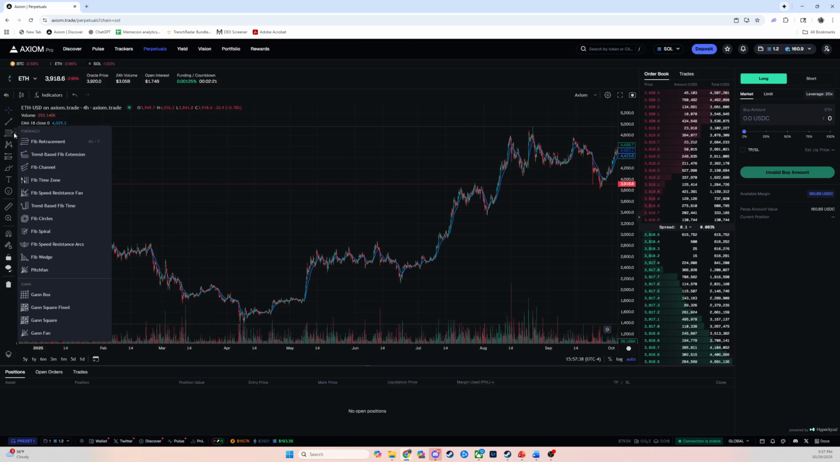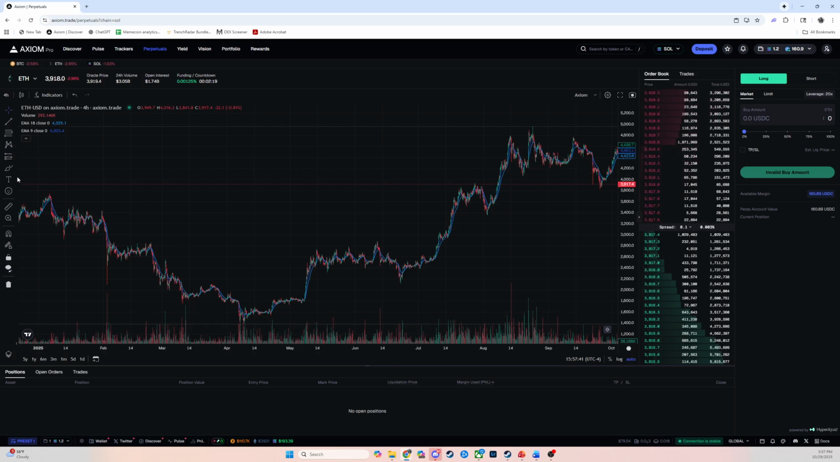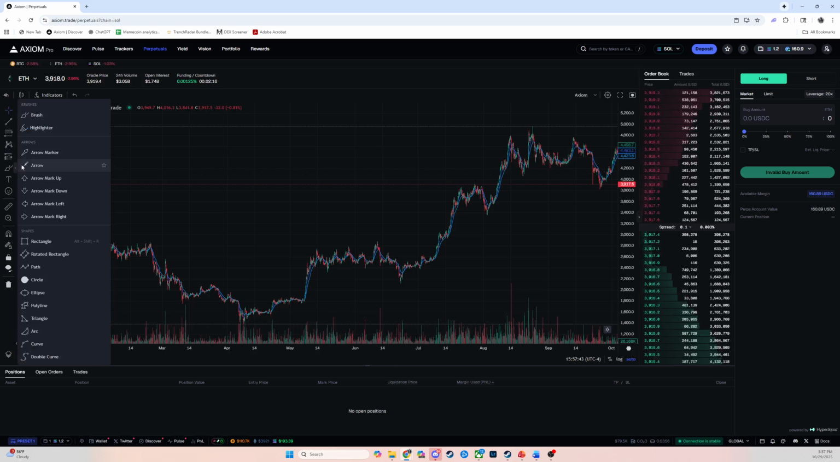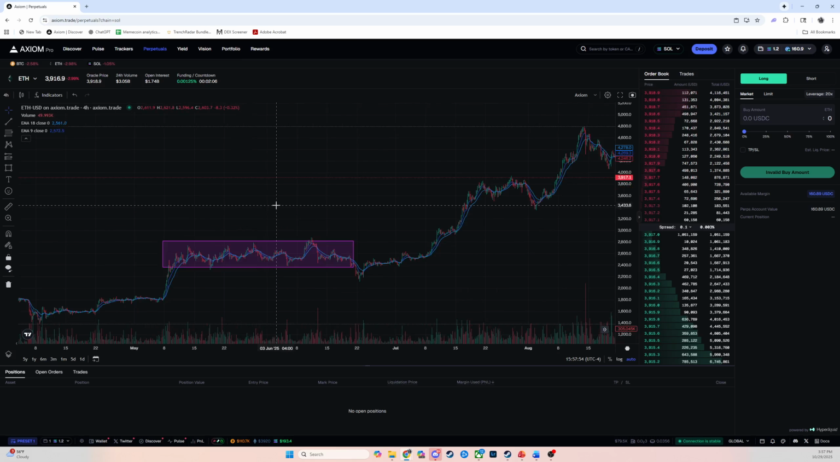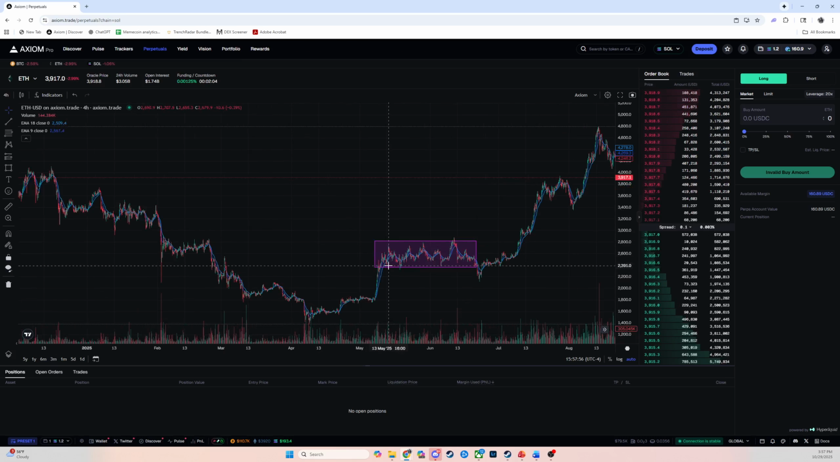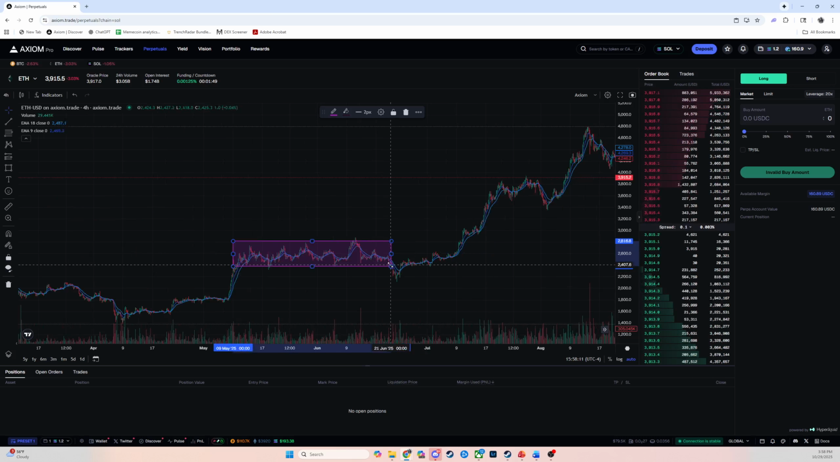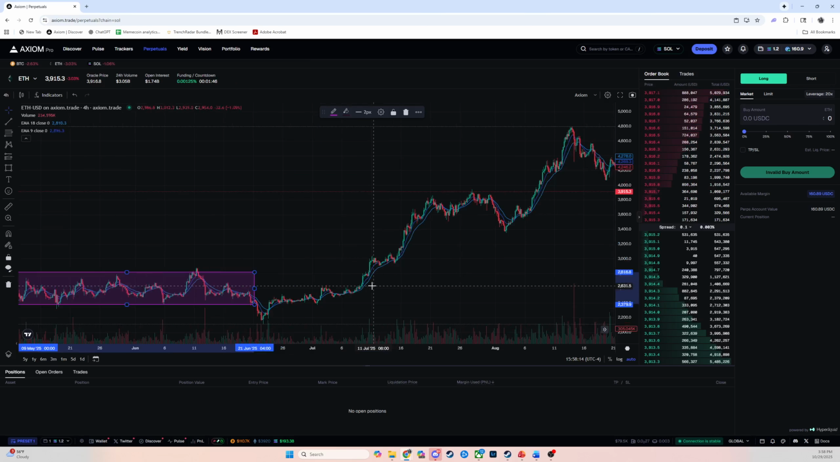So I'm gonna show you an example. This right here is a pretty prime example of consolidation. The market consolidated from May 8th all the way to June 20th.